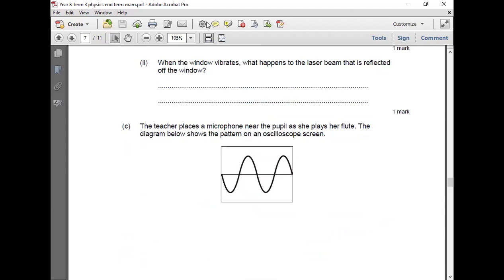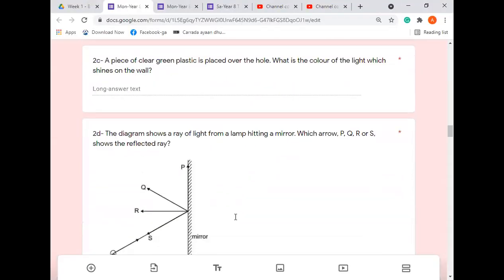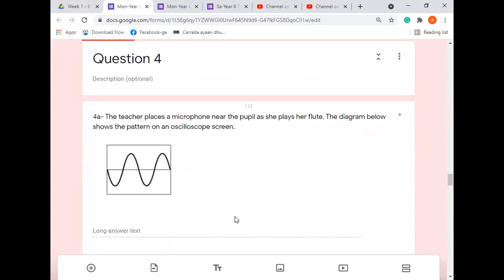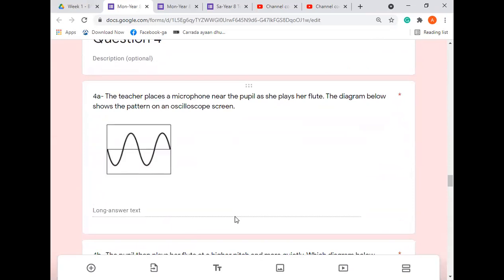So you can see here the Google Form questions. This was all explained already. You can see the questions. Question number 4 says the teacher places a microphone near the students as she plays her fluid. The diagram shows the patterns on the oscilloscope screen.